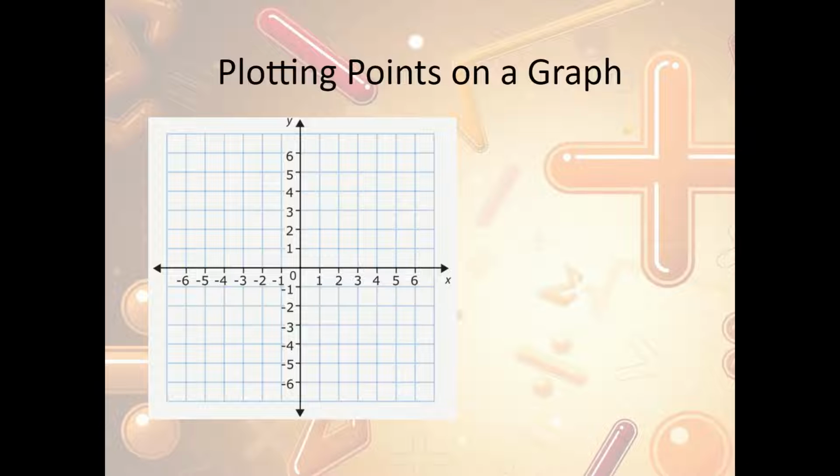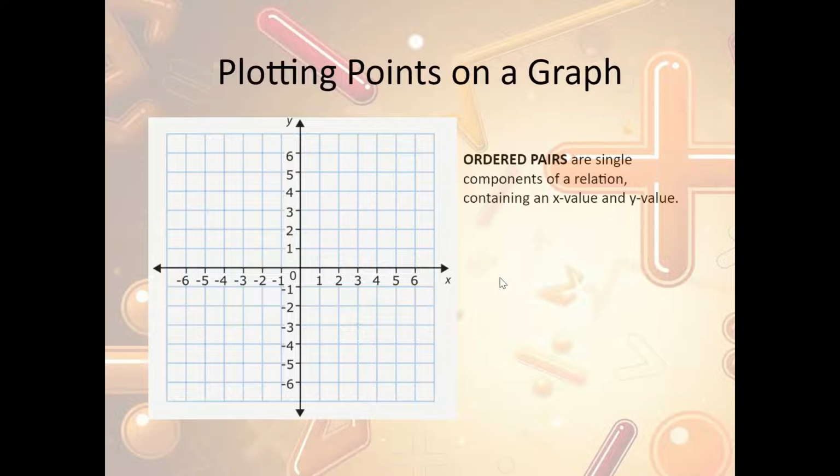Now, how do we plot points on the graph? Well, first of all, we're given ordered pairs. Ordered pairs are single components of a relation containing an x value and a y value. So what that means is we're given an x and a y. For instance, this is an ordered pair, (-2, 3). So the way this works is my x goes first and then my y. If you have trouble remembering that, just remember that they go in alphabetical order. So x, then y.